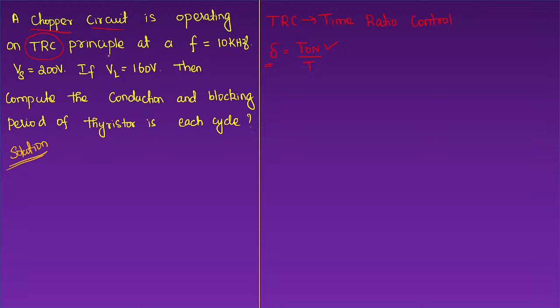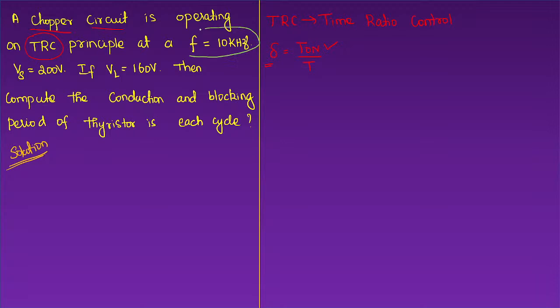Okay, we can step up, step down, or level up, whatever we want to do, we can do. We are doing all these things by leveling the time period on the y-axis. Yes or no? So this is simply called time ratio control. First conclusion is over. And next, let me collect the given data.